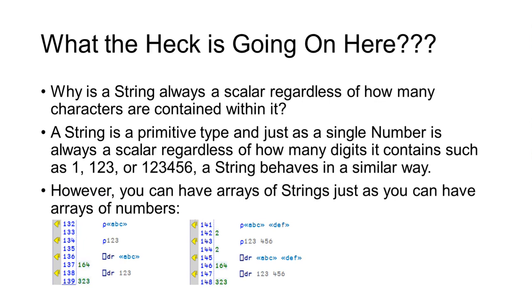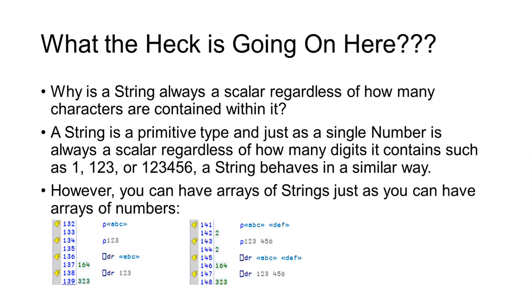And what's going on here? Why does this make sense? Well, a string is always a scalar because it's a new primitive data type. If you think about the way a number works, a number like 1 or 1, 2, 3 or 1, 2, 3, 4, 5, 6 is a single scalar numeric value, no matter how many digits are in it. A string you can think of the same way. It's always a single element in an array. It is treated as a unit.